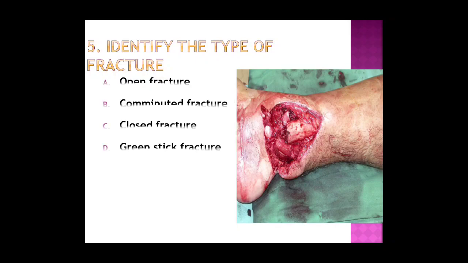Fifth question, identify the type of fracture. Options: open fracture, comminuted fracture, closed fracture, greenstick fracture. Answer: open fracture.